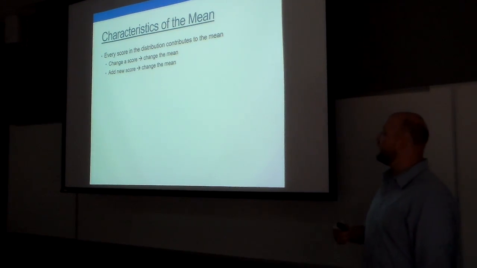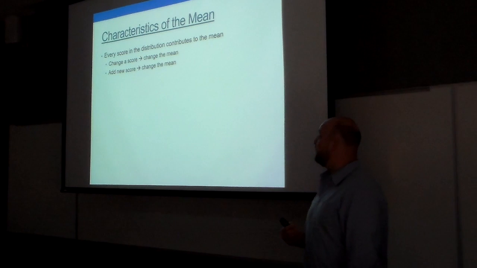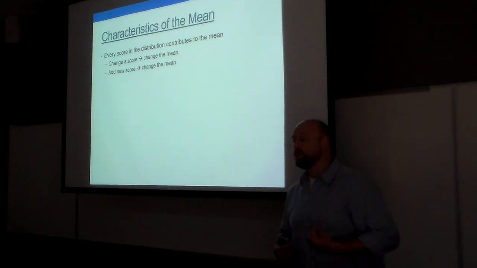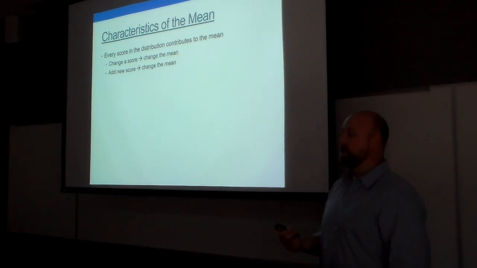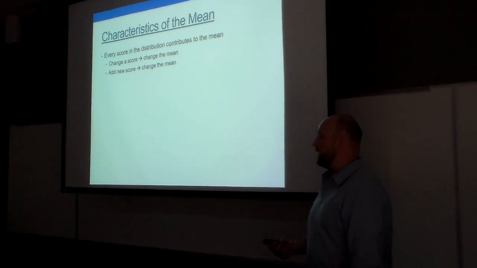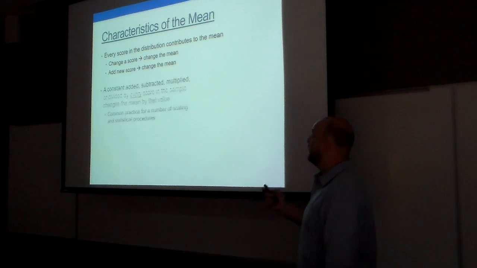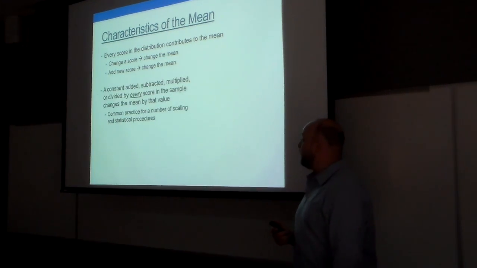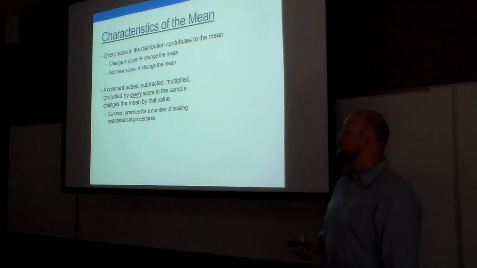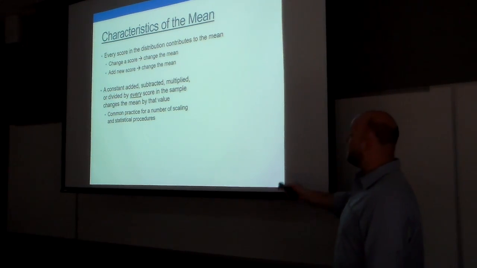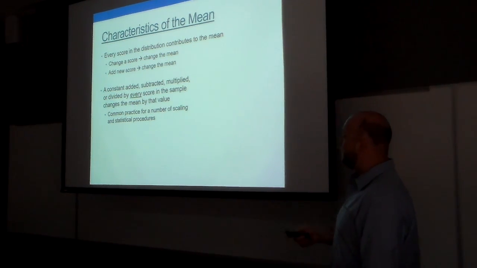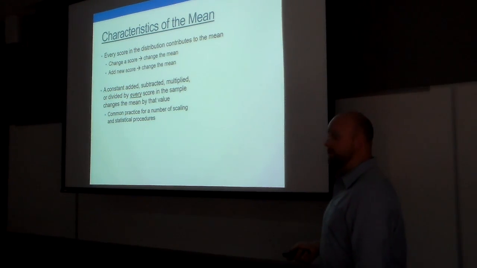So in general, when we're thinking about impact on the mean, if I add or change any score in that distribution, it's going to shift that mean, maybe by a little, maybe by a lot. That depends on how many people in the sample and how extreme the score is. If I take some constant number, and I add, subtract, multiply, or divide every score in the distribution by that constant, it's going to change the sample mean by that value. Okay?